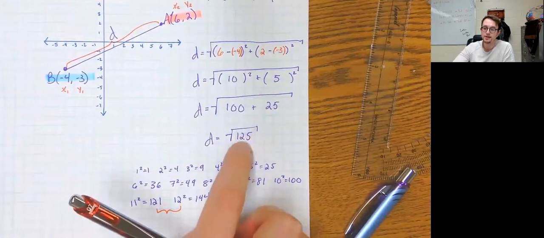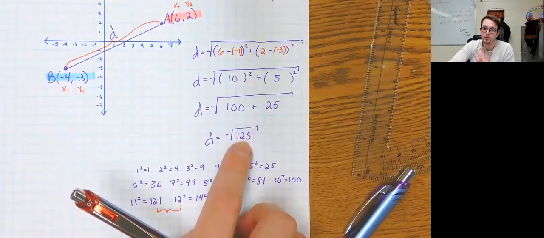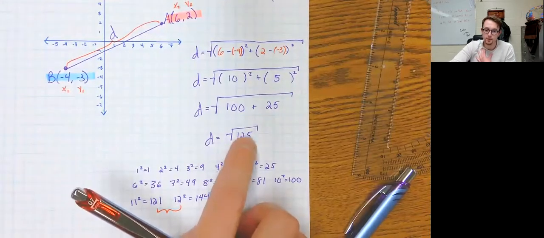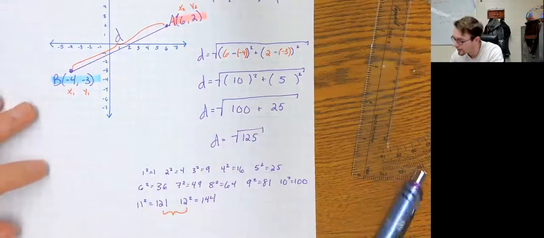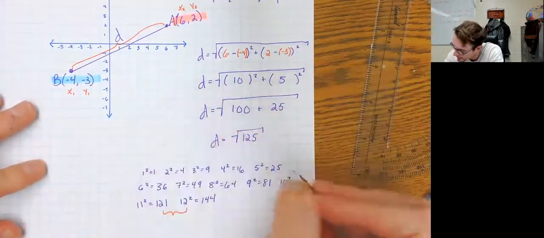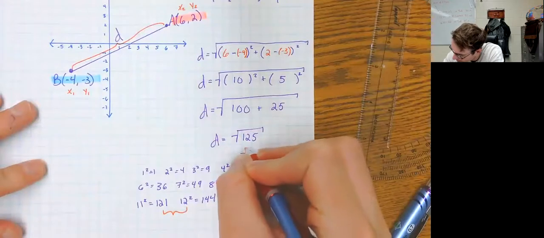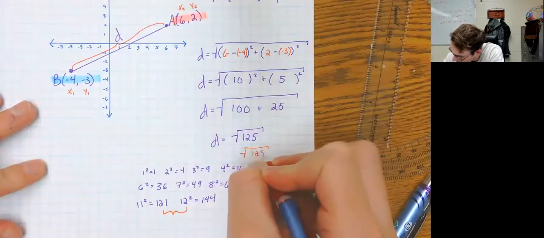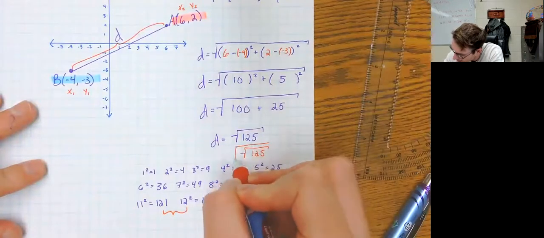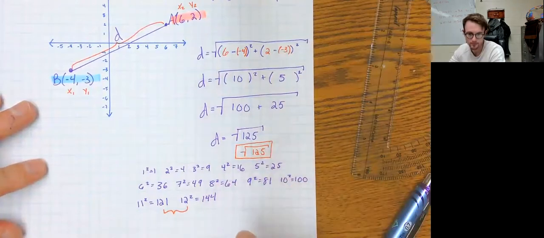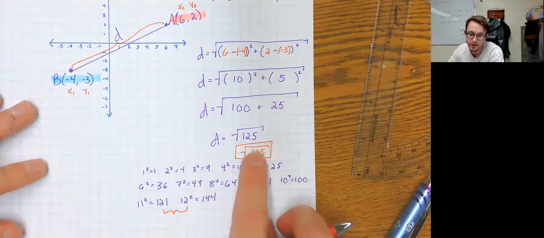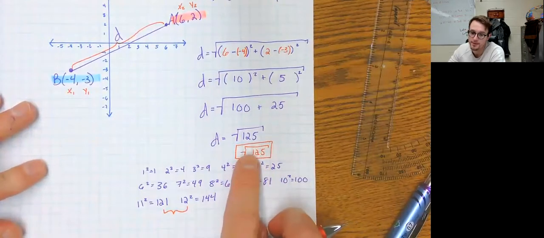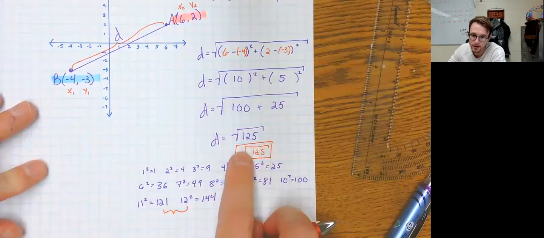So this is actually the answer that I would want my students to answer with. Just that, with the square root symbol. Your answer should be the square root of 125. That is the length. I don't want decimals. If you use your calculator, you're going to get some decimals, and I don't want decimals. I want the perfect square root.